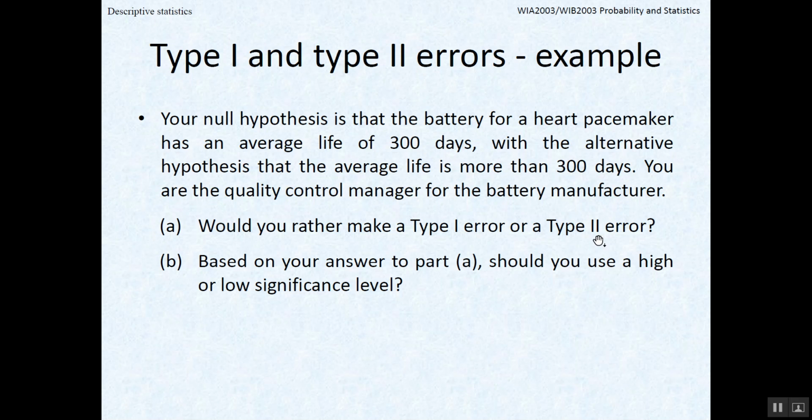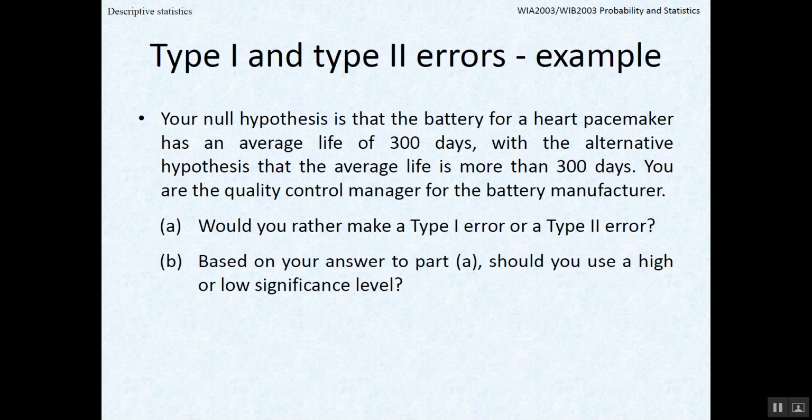Okay, so I prefer to make that kind of error rather than the first one, because type 1 error rejects the null, which is saying that the average life is 300, and accepts the claim that the average life is actually more than 300 days, but actually that's not true. That is type 1 error. So aren't you playing with people's lives here? That means just suddenly after 300 days the battery fails, right? Stops, and then your pacemaker stops, right? So we cannot afford to make a type 1 error. It's okay to make a type 2 error.